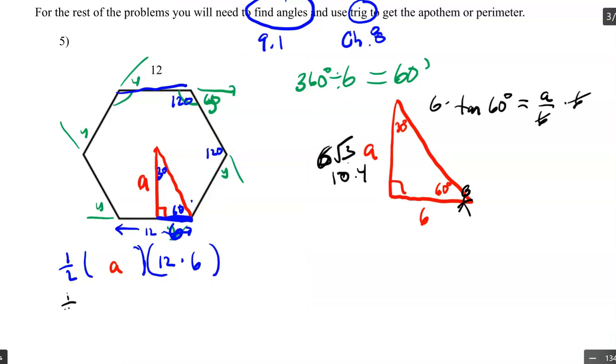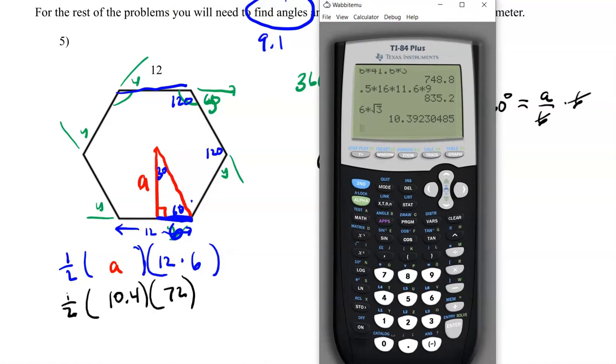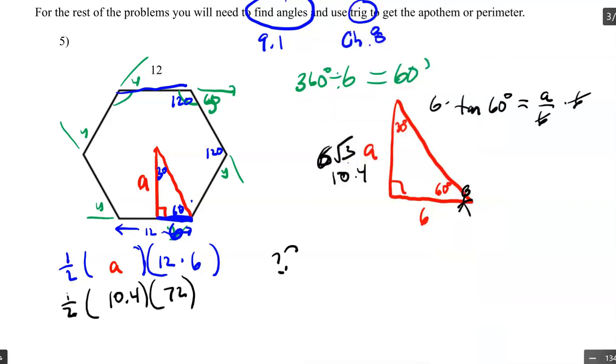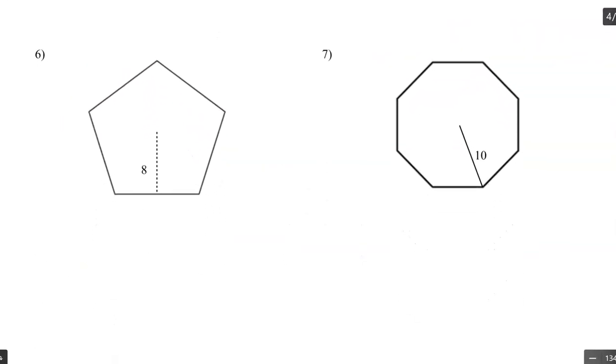So I'm going to go back to my equation here. 1/2 times 10.4 times 12 times 6, which is 72. And pull back up the old calculator. And we're going to do 0.5 times 10.4 times 72. Bam. It looks like 374.4. So 374.4 is your final answer. So that one's quite a bit more involved, a little bit tricky. Move on down, we have a couple more here.